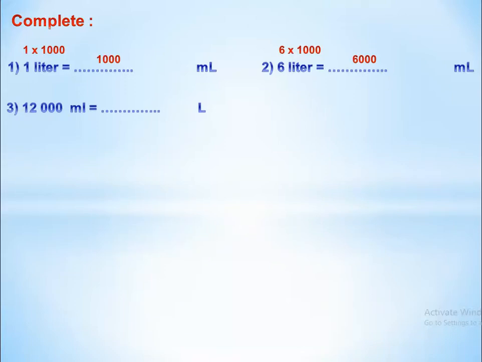12,000 milliliter equal how many liter? Okay, here to convert from smallest to biggest, it means divide 1000. So let's see, 12,000 divide over 1000, it will be 12 liter.